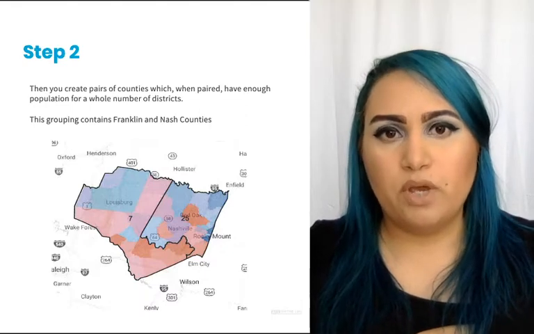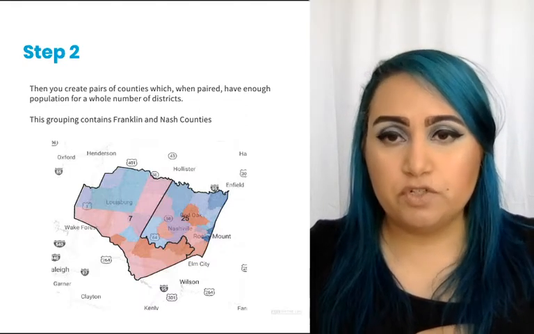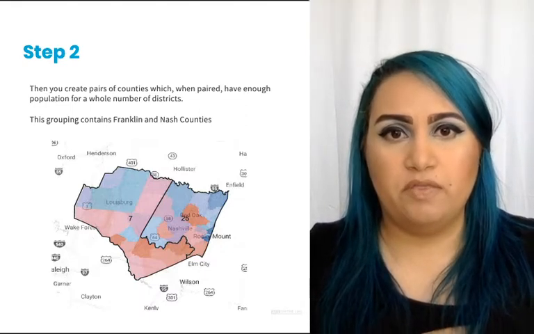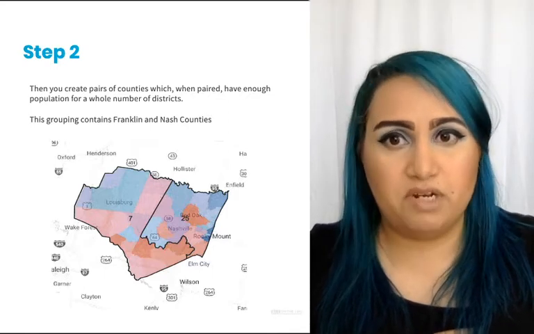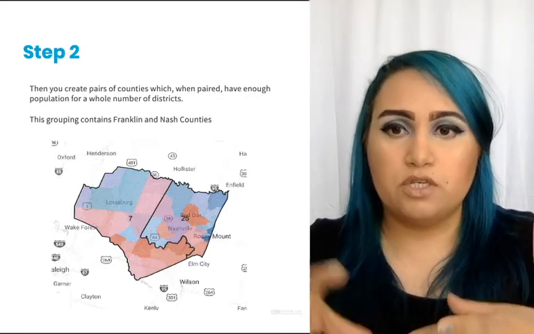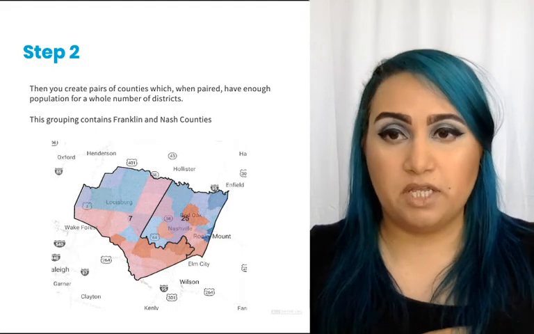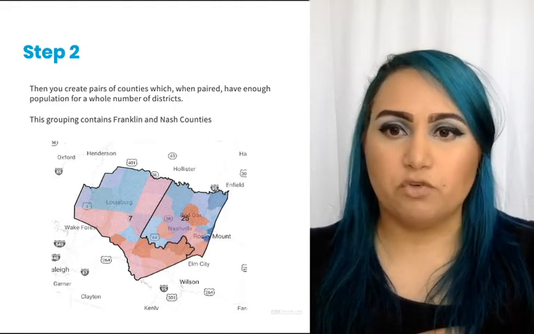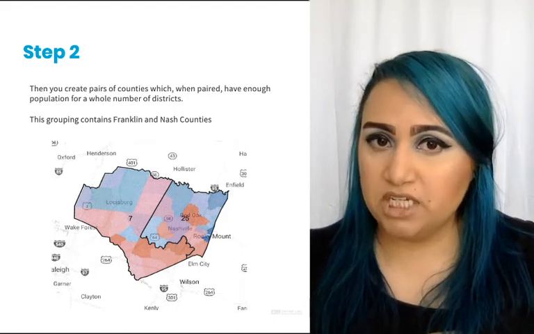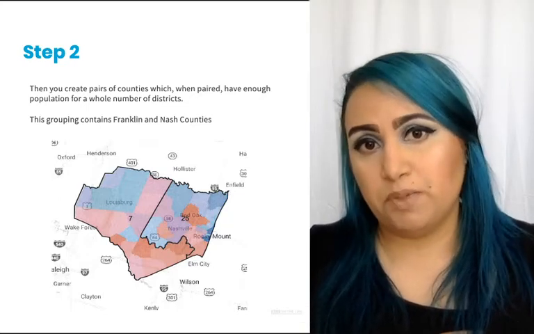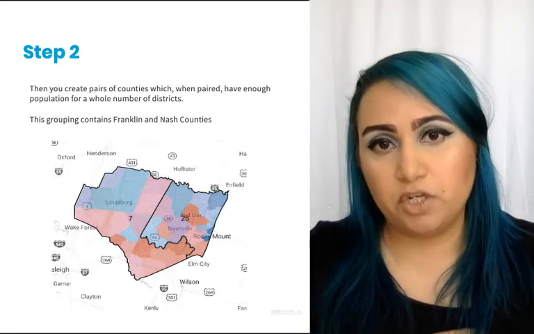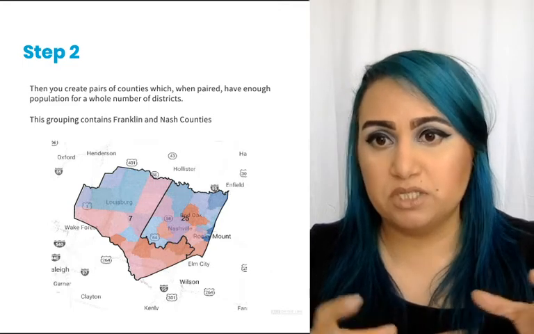And then you go through and you find all the groups of 2 counties that you can put together, that when you put those 2 counties together, they have enough for a whole number of districts. So this grouping has Franklin and Nash counties. Franklin County doesn't have quite enough population to have its own district, and Nash has a little bit too much, so you pair those together and then you draw the districts within those groupings to get the right population.